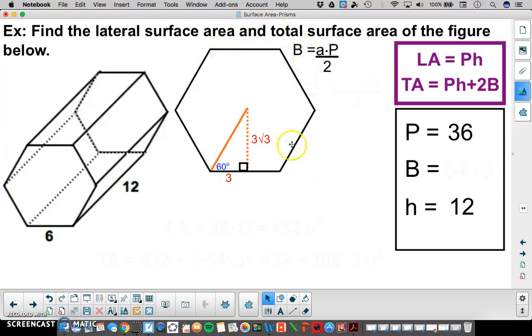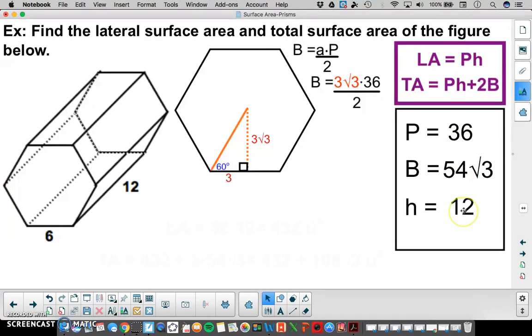I already know the perimeter of the hexagon is 36 from what I solved for before. So now I just plug in apothem and perimeter and divide by 2. So 3 times 36 is 108. 108 divided by 2 is 54, and then I have that square root of 3 on there as well. So the area of the base is 54 square roots of 3.